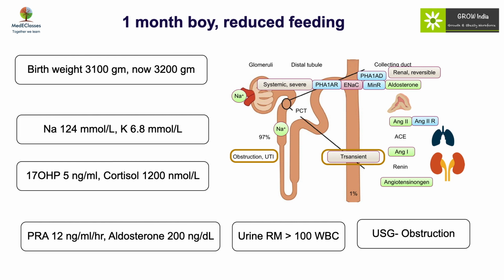So obstructive form of pseudo-hypoaldosteronism should be excluded in everybody who presents in the newborn period with sudden onset hyponatremia and hyperkalemia after we have demonstrated a normal 17-hydroxyprogesterone and a cortisol level.